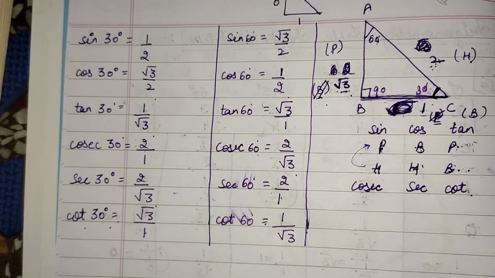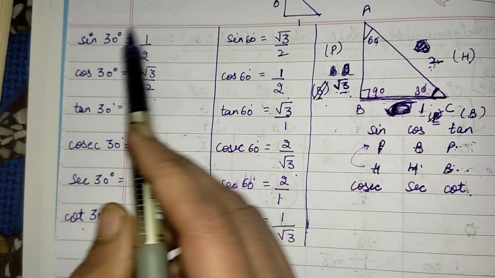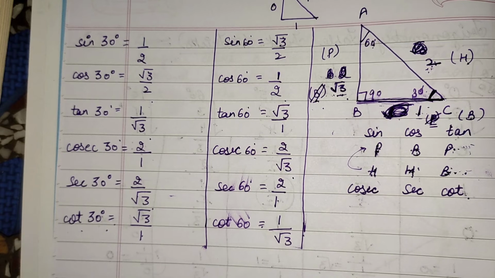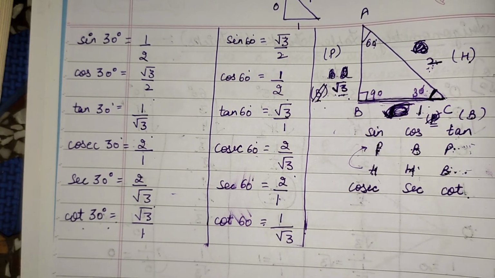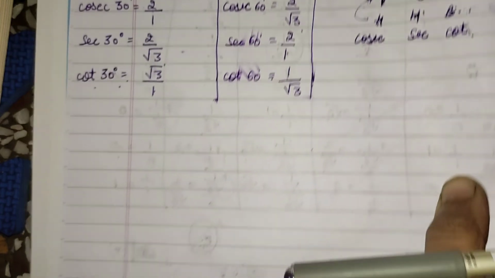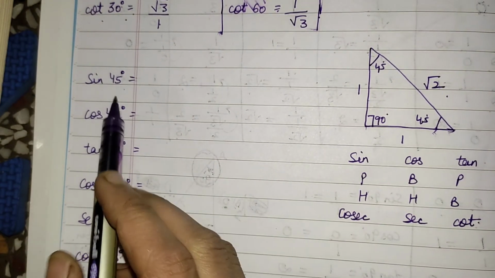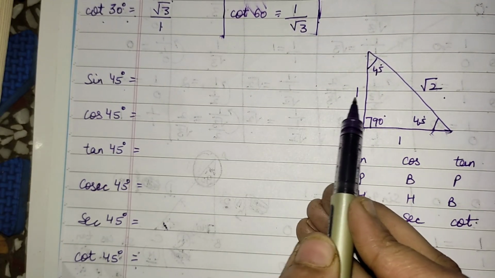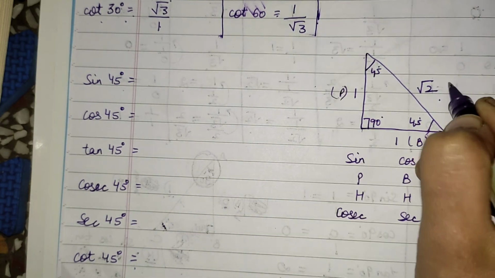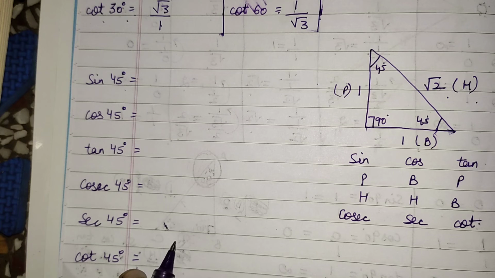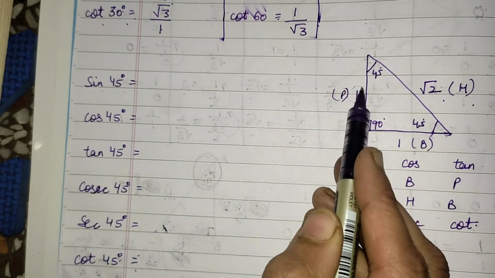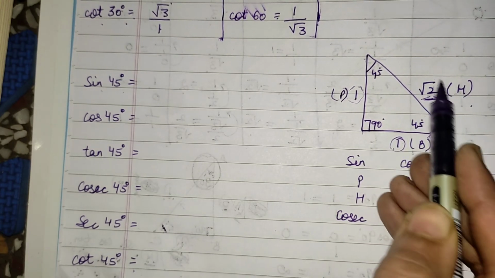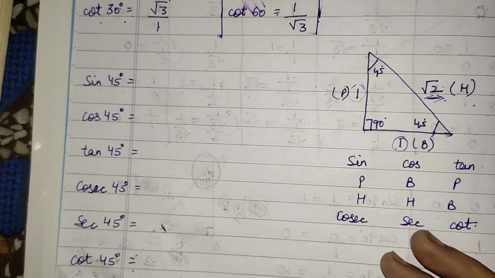So by using this diagram only, you can find out the values of all the angles of all the trigonometric ratios. Okay, left with the last, you have to find out the values for 45 degree. For the 45 degree angle, let us imagine this is my perpendicular, this is base, and this is hypotenuse. Let us suppose the values of perpendicular and base are equal to 1, then automatically by Pythagoras theorem my hypotenuse will be equal to root 2.